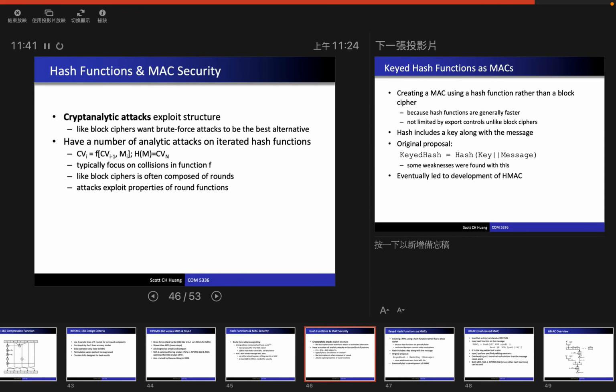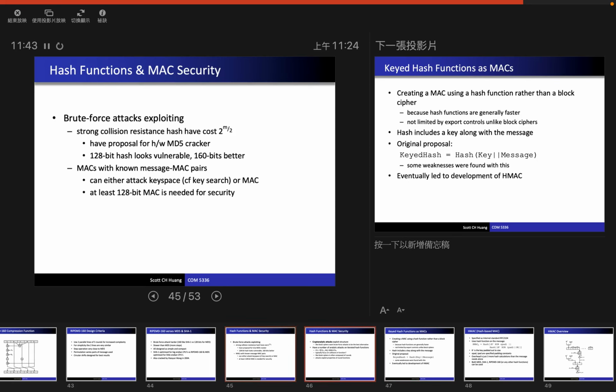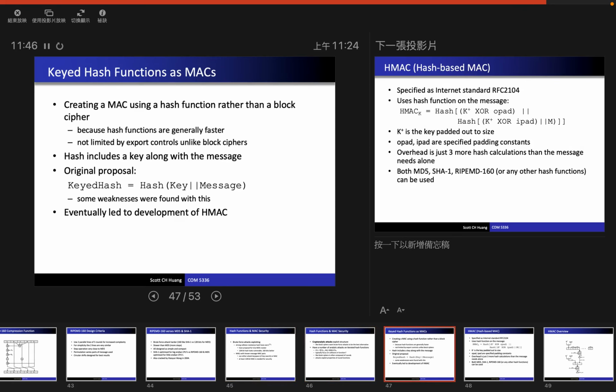So let's talk about our final topic, keyed hash. The keyed hash is creating a message authentication code using a hash function. The hash function does not have an input for a key, so there are ways to mix the key with the input.